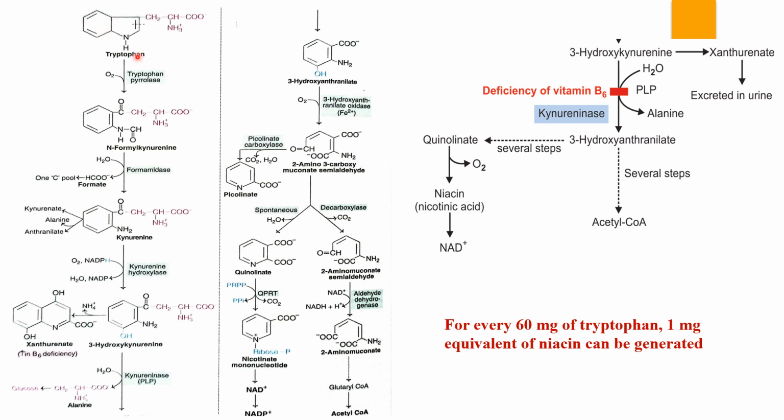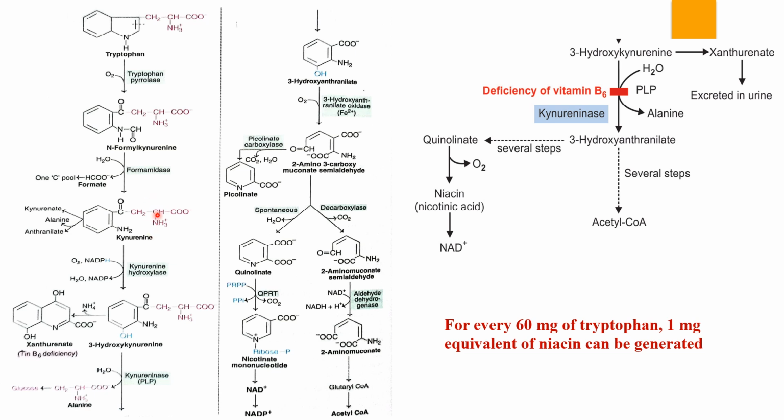So tryptophan in the first reaction is converted into N-formyl kynurenine. The first reaction of most amino acids is usually transamination, but tryptophan does not undergo the transamination reaction. So via the enzyme tryptophan pyrrolase, it converts to N-formyl kynurenine with the breakdown of the pyrrole ring. And further, the formamidase enzyme will lead to release of one carbon species, that is formate, which will be further utilized in the one carbon pool.